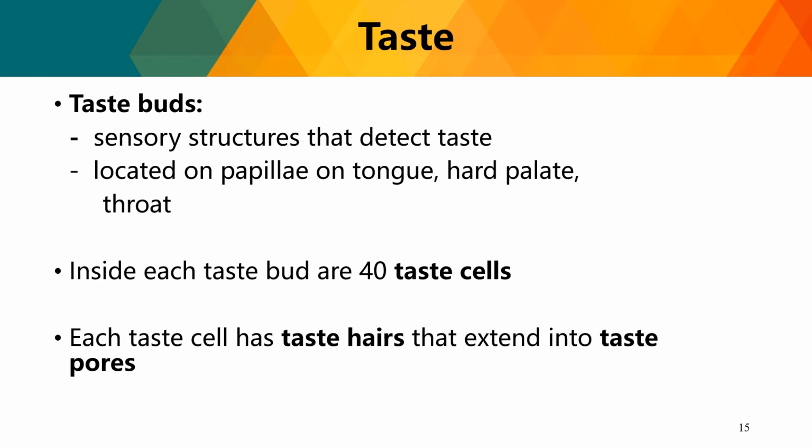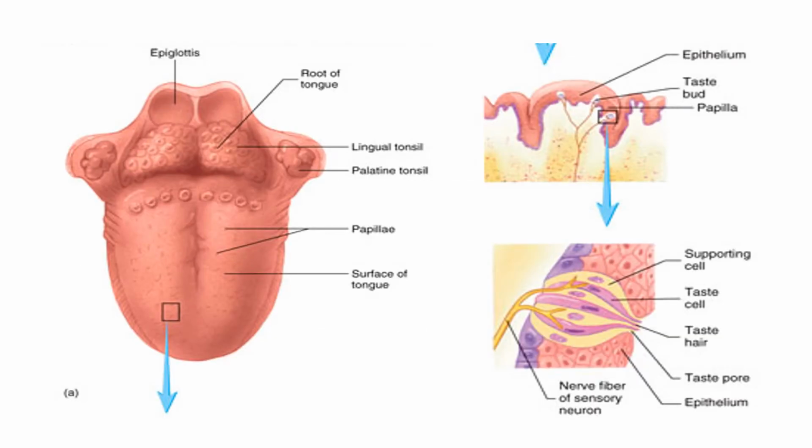Okay. So here you see the image of how the tongue looks like. So you have here the surface of the tongue, and then you have the papillae. At the back part, you see the palatine tonsil, the lingual tonsil, the root of the tongue, and then your epiglottis. But if you check on the papillae or the taste buds, this is actually how it looks like.